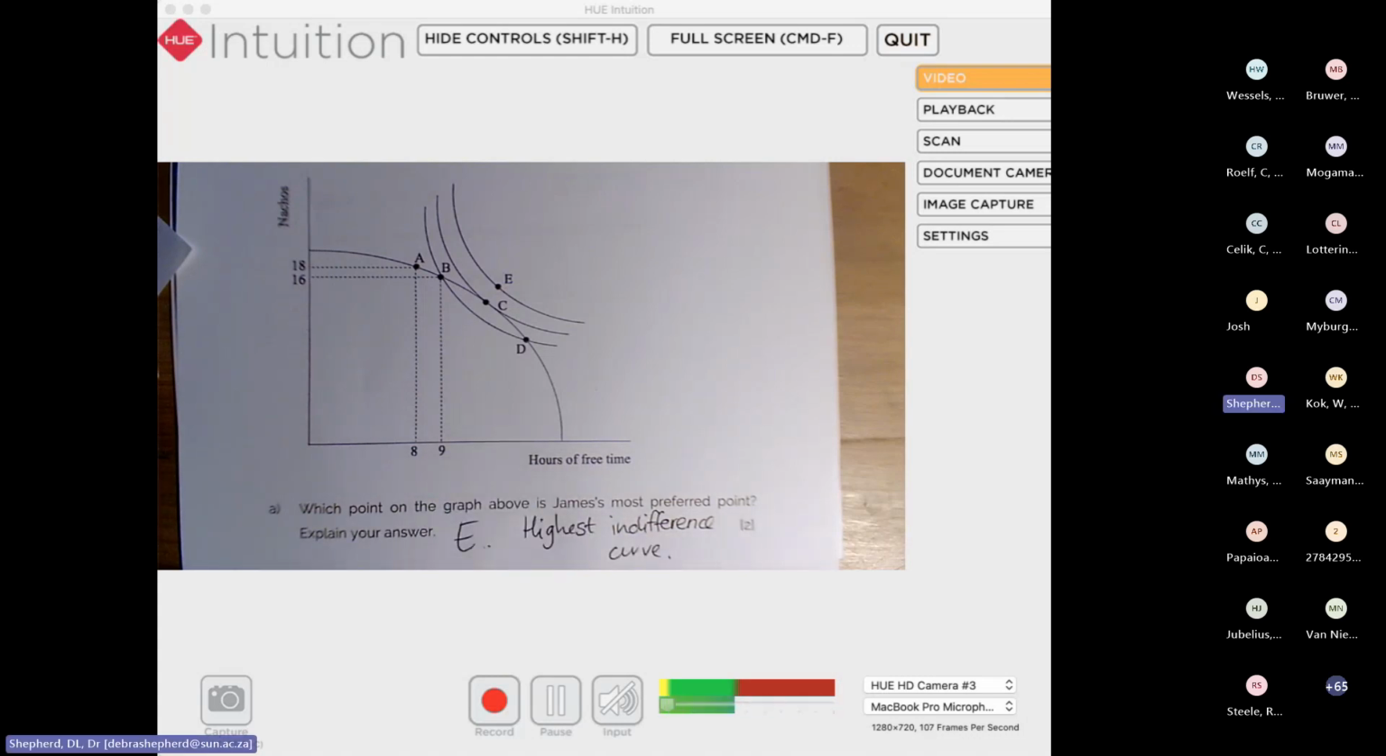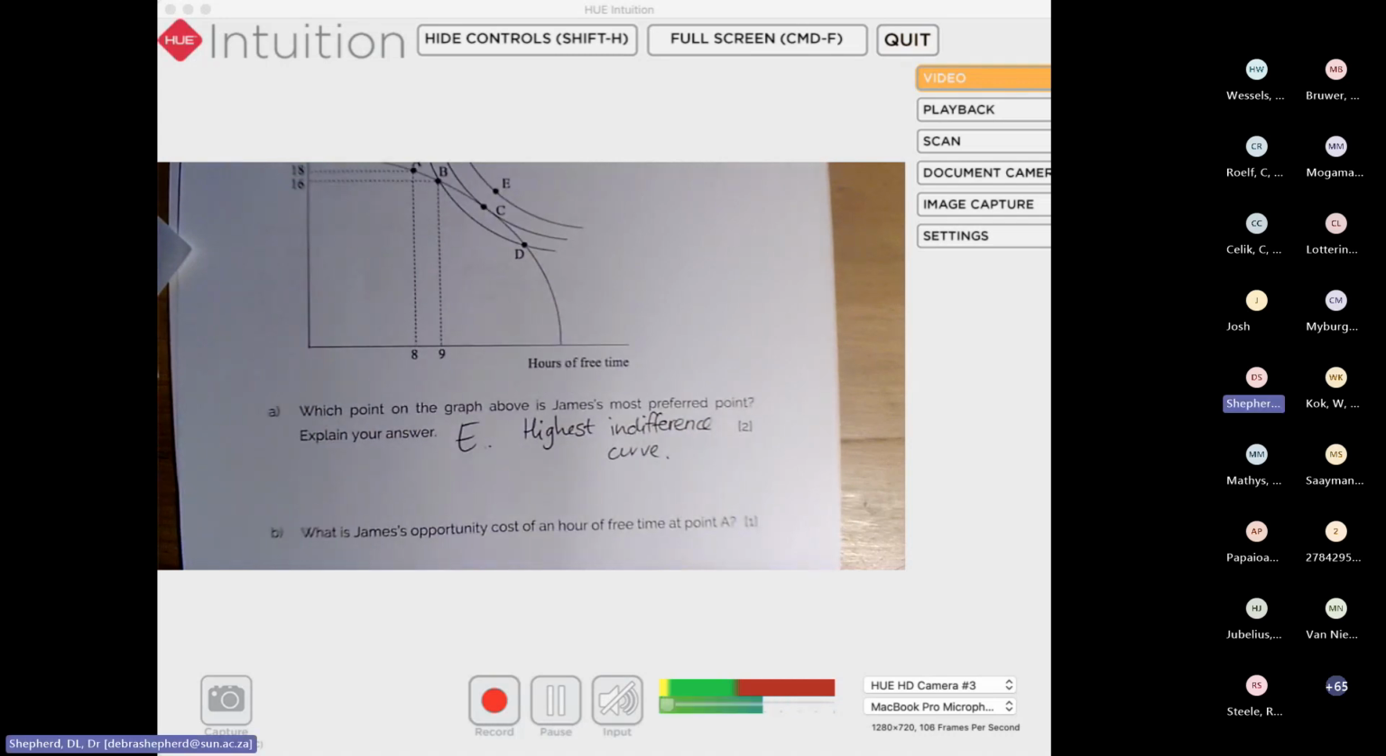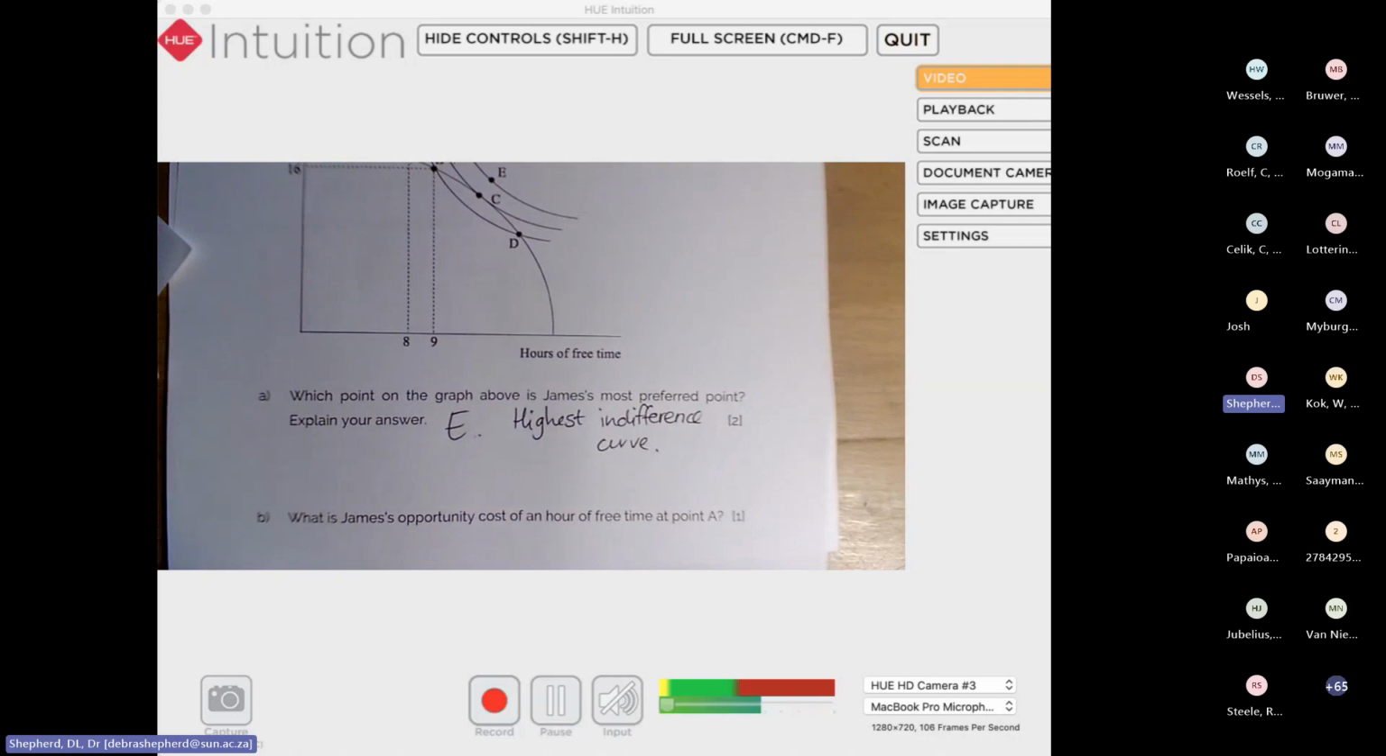Okay, so E is the option of all options that James would like. Would James choose E? No. So why can't James choose E? He can't choose E because E is not feasible. Great. Okay, what is James's opportunity cost of an hour of free time at point A?